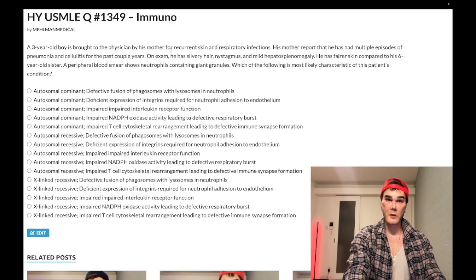Some of you say, Mike, this is too easy. That's fine. Well, we asked you more difficult answers, didn't we? So the inheritance pattern, correct answer is autosomal recessive, defective phagolysosomal fusion is how they can write the answer.